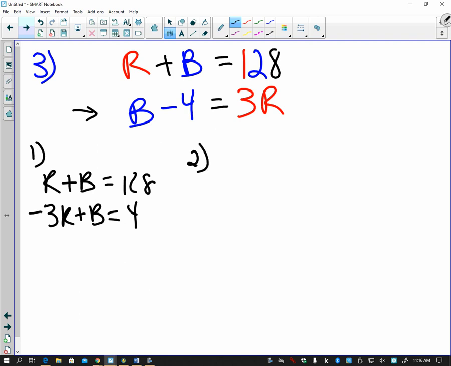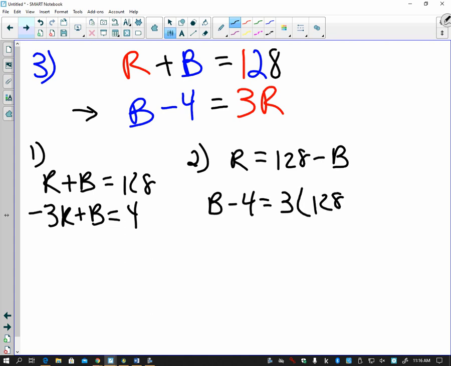Option 2 is that we find red equals 128 minus B. We come down here and we say B minus 4 equals 3 times 128 minus B. B minus 4 equals whatever 3 times 128 is.